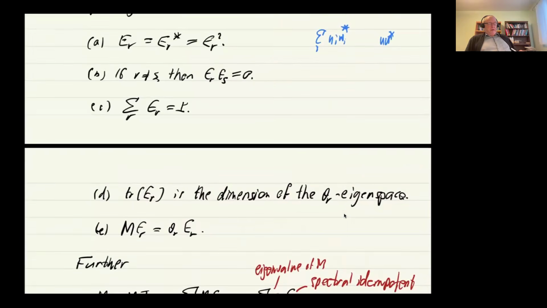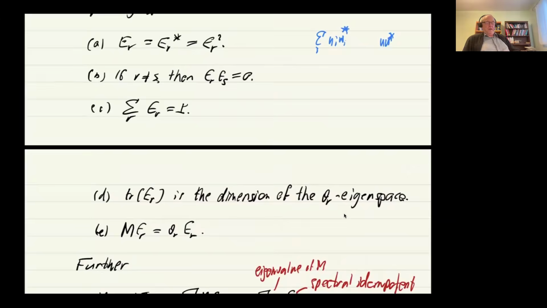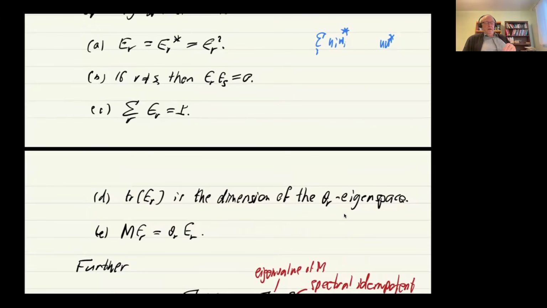So continuing with those matrices, there's a couple of things. The trace of E sub r is the dimension of the theta r eigenspace, which does follow from the stuff I was doing with the expression there. And the other point is, of course, each column of E_r is an eigenvector for M. And so you get that M times E sub r is theta r times E_r.